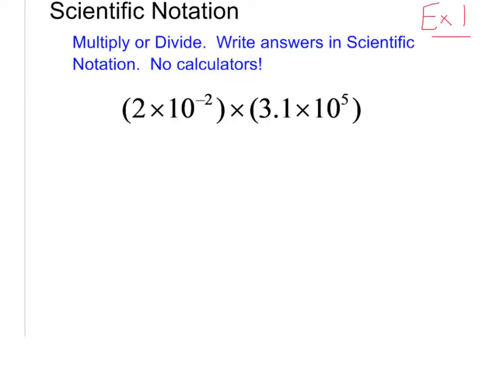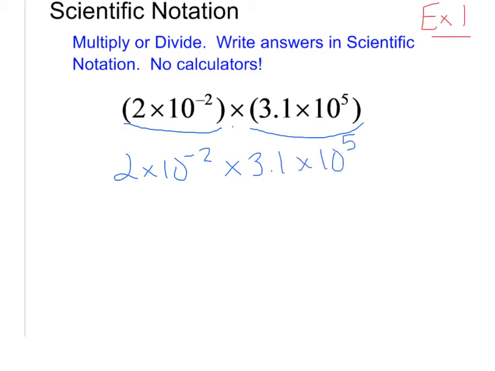Example 1. Multiply or divide. Write your answers in scientific notation. And we're not going to use calculators for these first couple examples. So we have 2 times 10 to the negative 2 times 3.1 times 10 to the 5th. I can see that this is just one number times another number, so these parentheses aren't necessary. If I drop them away, I would have 2 times 10 to the negative second times 3.1 times 10 to the 5th.